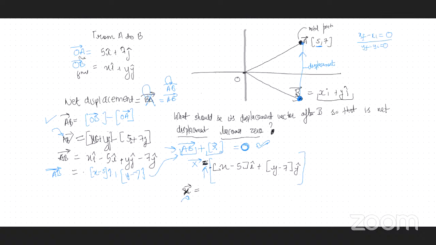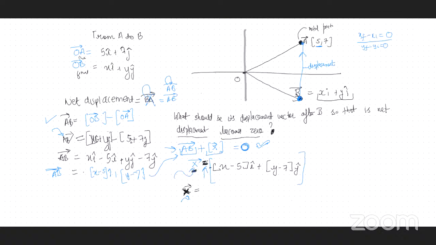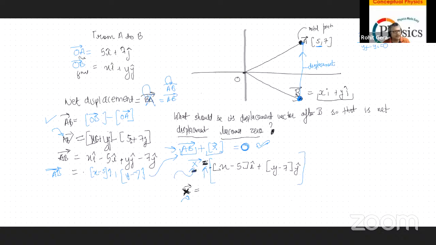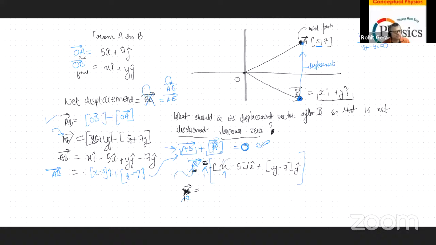This is capital X. This is the net displacement you were supposed to find. And this is the coordinate. It has nothing to do with x. I can name it P. Name it anything you want, but it has nothing to do with this x. Okay, I'll just let it be P.